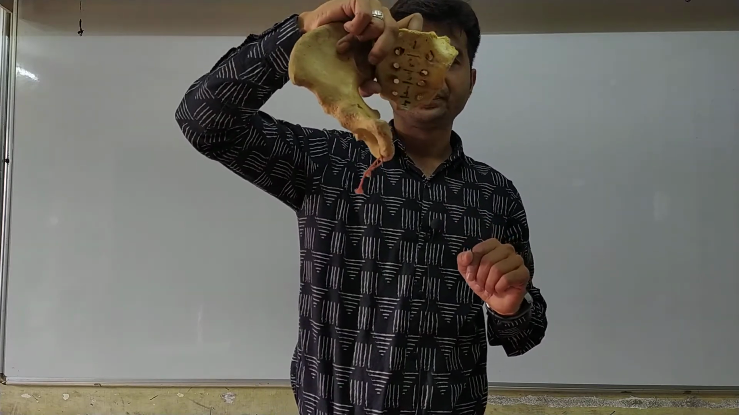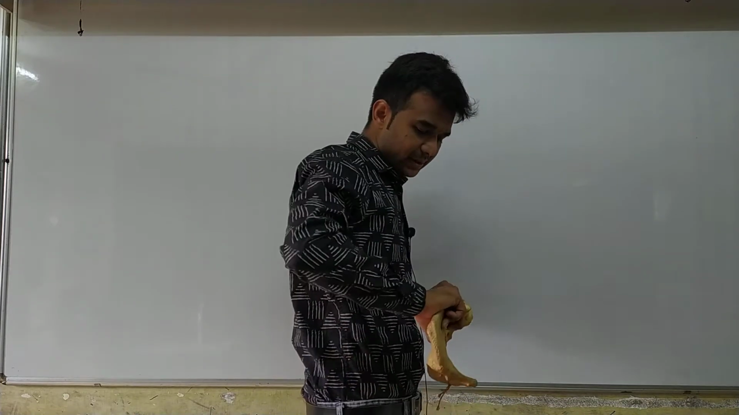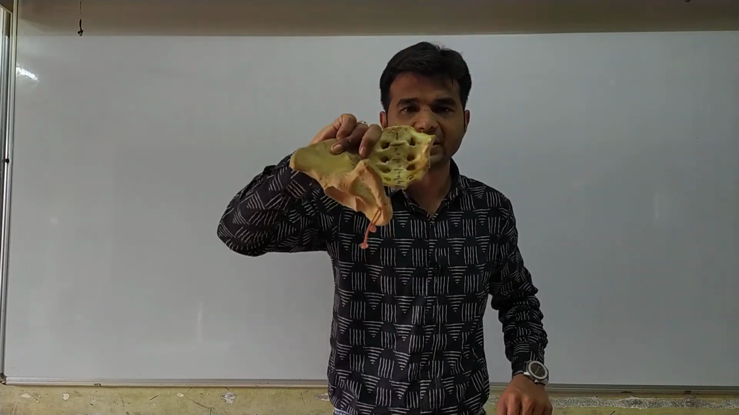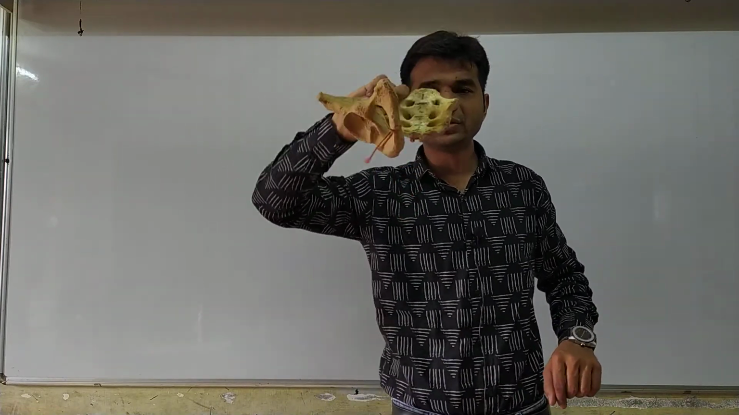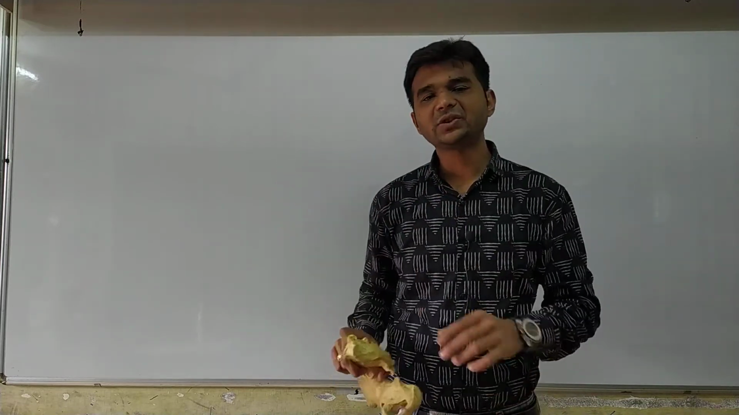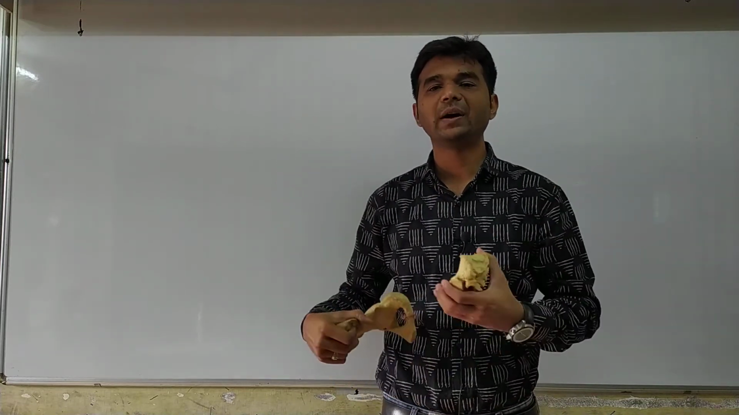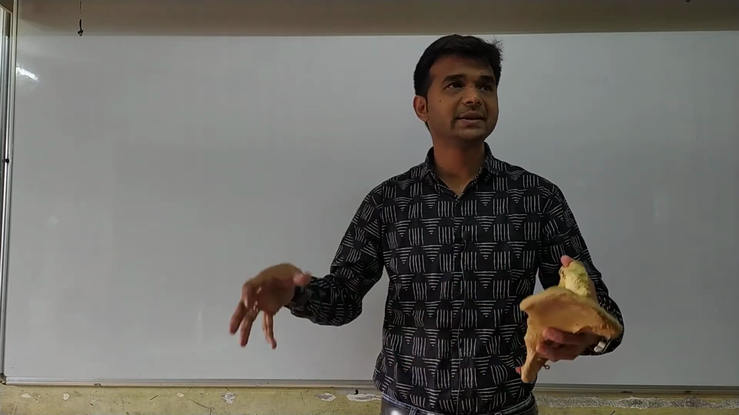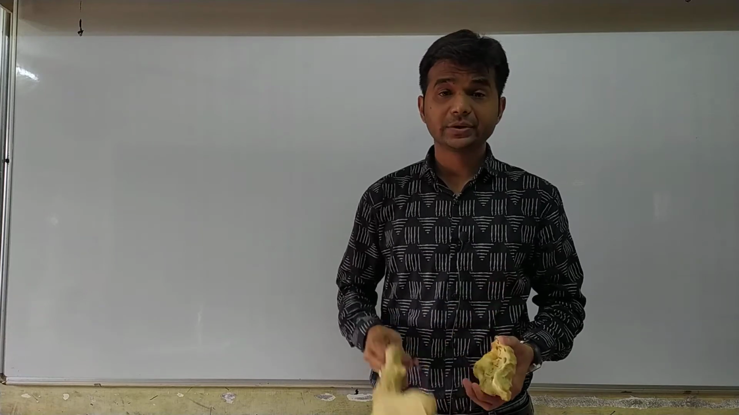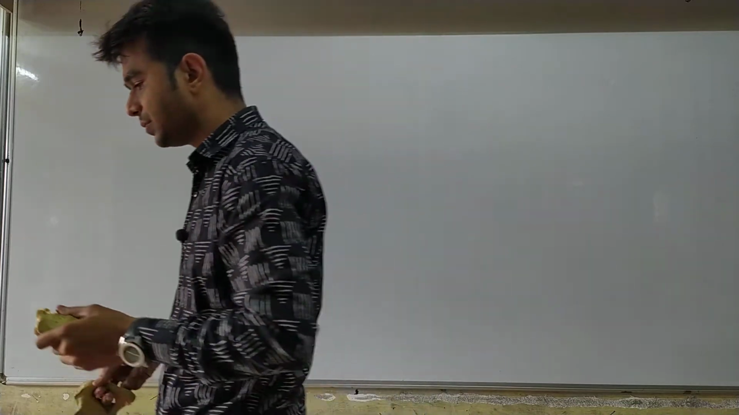Now when I am standing, the bones are in this way, and when I try to sit, my bones will move like that. Here this is the ischium, and the ischium is also known as the sitting bone, because we are sitting on it. Okay, so this is about the hip bone, and this is about the sacrum and coccygeal bones.